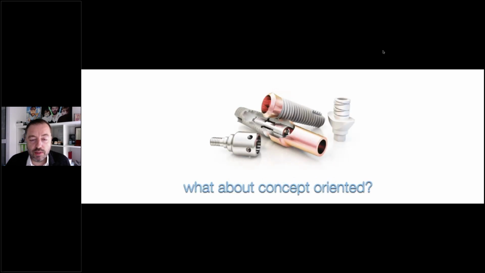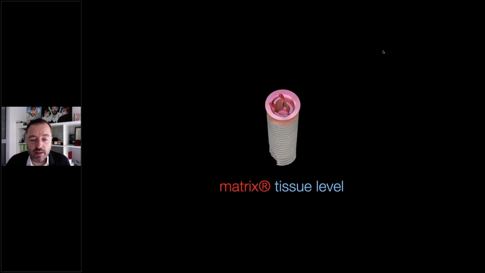And now what about concept oriented? We decided to go on with just a concept of tissue level implants because of their similarity to the natural dentition and the respect of the biological width in comparison to a bone level. Now, today, we can put all the advantages of the tissue level implant and the concept of biological width in the prosthetic treatment on tissue level implants with the new matrix tissue level implant, which, as Holger said, eliminates the use of cement or the use of titanium bases when you have a screw retained restoration.